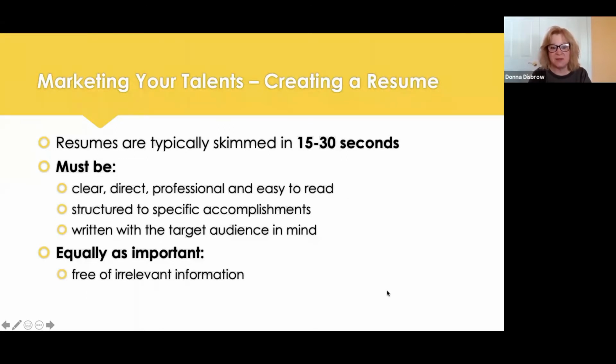First and foremost is that most recruiters review a resume in 15 to 30 seconds. So you have a very, very, very short period of time to catch their attention. So therefore, a resume has to be clear and direct, and obviously professional and easy to read. And it has to be structured to specific accomplishments. Nobody really cares what your responsibilities are. People care about what you did. So you have to write it to the target audience. That means whatever job you're applying for. And it has to be free of irrelevant information, such as references available upon request. Of course they are. You don't need to say it.